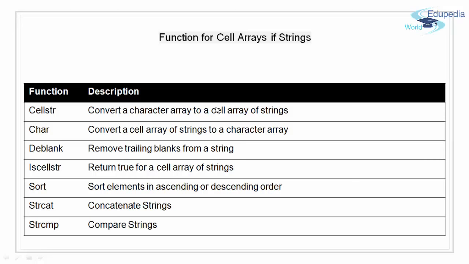We have the iscellstr function that returns true if the passed argument is a cell array of strings. Then we have the sort function that sorts elements in ascending or descending order. Then we have the strcat function that of course concatenates strings. Then we have the strcmp function that compares the strings with each other.